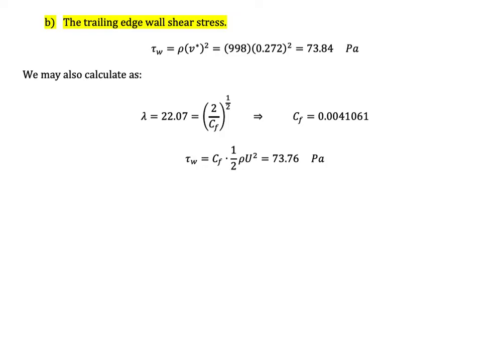And then we could calculate the trailing edge wall shear stress. We could calculate it by using this equation, and we get it equal to 73.84 Pascal. We also could calculate the shear stress by calculating this one. We know that lambda is 22.07 and it is equal to square root 2 over CF. Then we get the value of CF is 0.004161, and we get 73.76 Pascal.